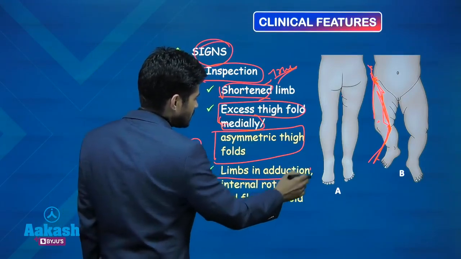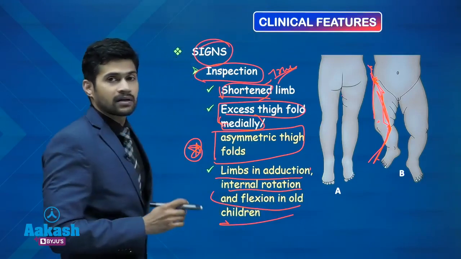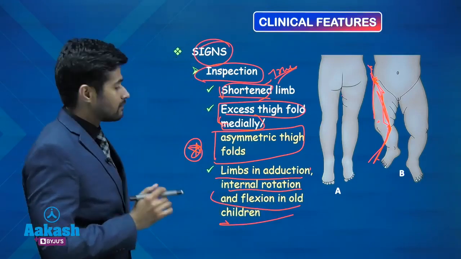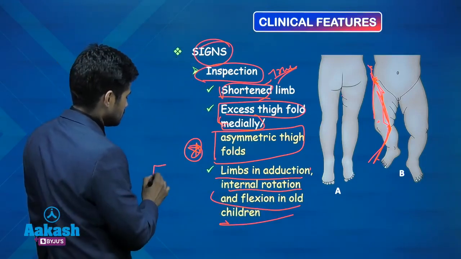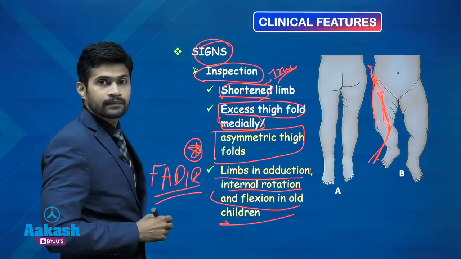Limb in adduction, internal rotation and flexion. So that is a typical attitude for developmental dysplasia of hip. Flexion, adduction and internal rotation, right?